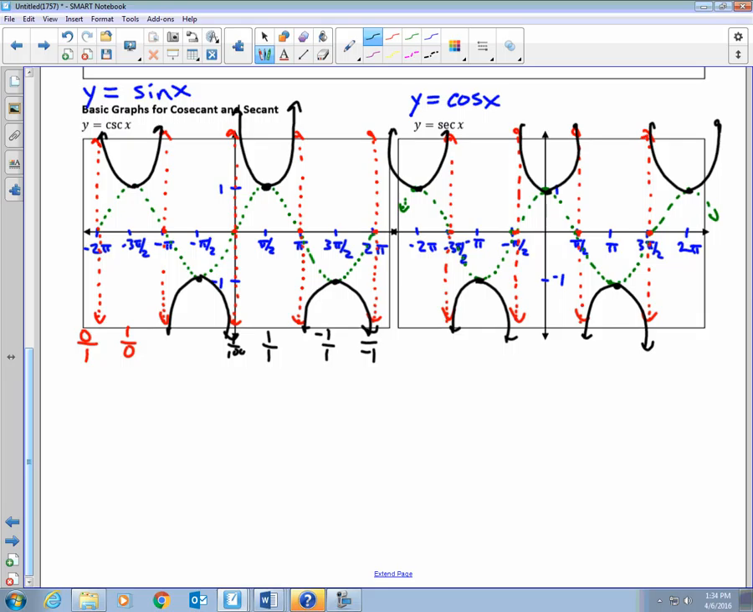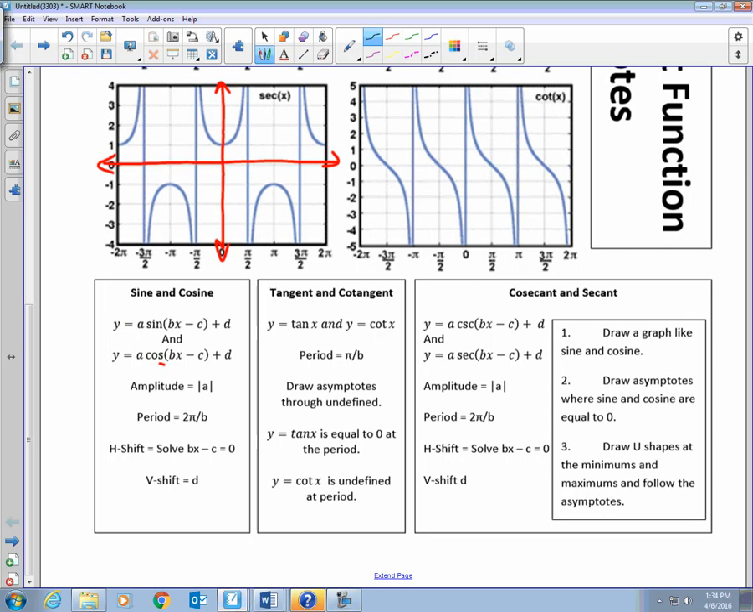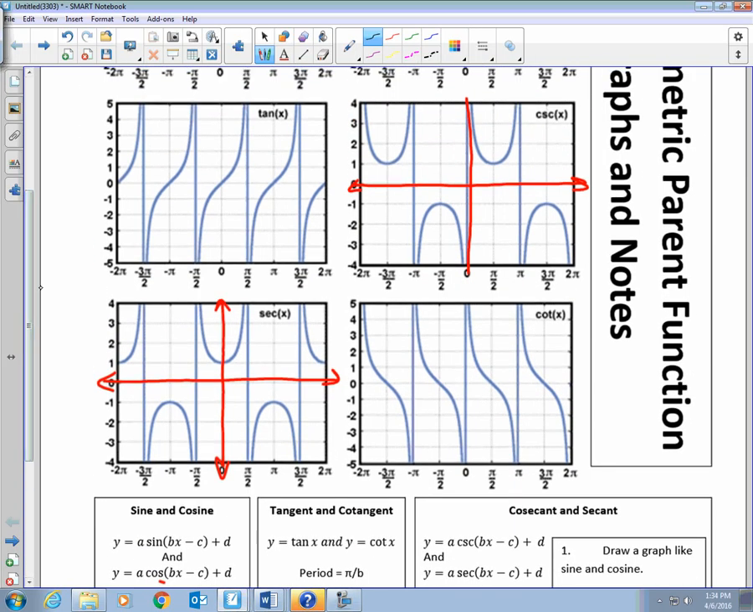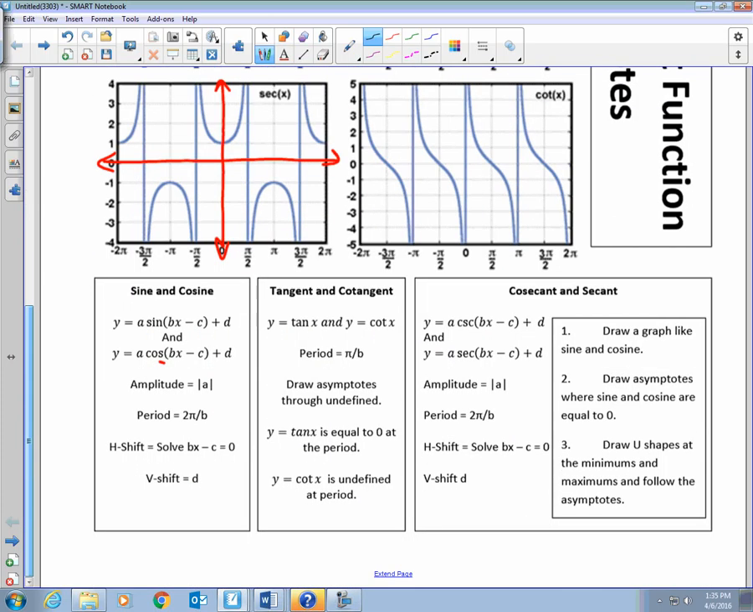These are the parent functions. They model exactly what we have right here. So the parent graphs for secant and cosecant are listed right here. Now this gives you the instructions for these types of graphs of secant and cosecant: amplitude and period, horizontal shift and vertical shift. That's all the same as sine and cosine. But this tells you the steps.